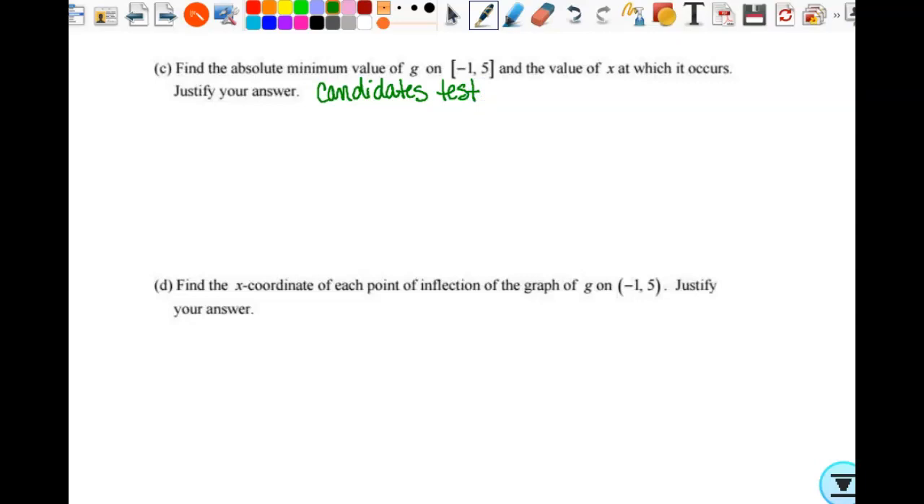Okay, so absolute minimum can occur, right? So absolute minimums at endpoints or critical points. Make sense?